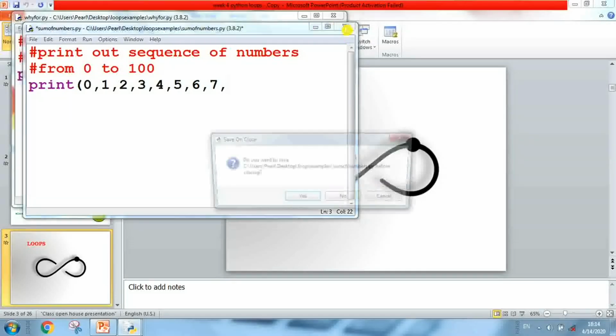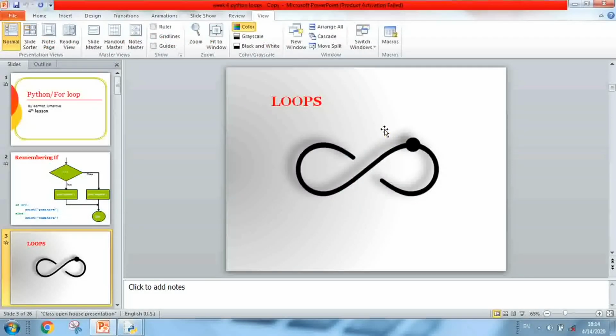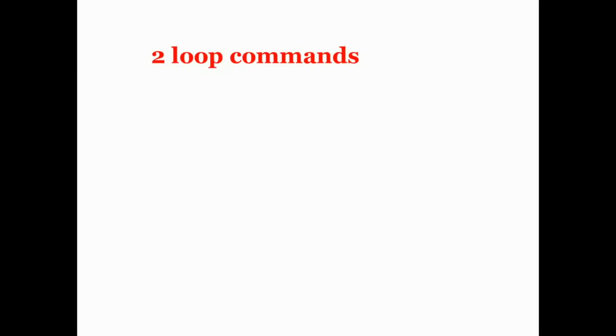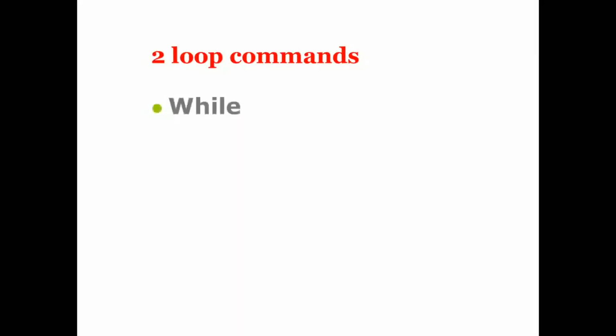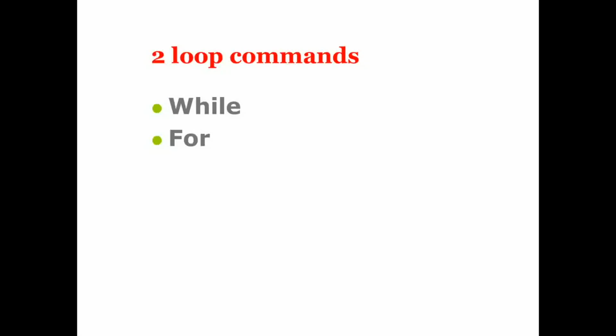Now let's go and learn the syntax of a loop. There are two loop commands. The first is while, the second one is for. Actually, they are the same, the only difference is in their syntax. The purpose of a loop is to repeat the same code over and over again a number of times. So both while and for do the same job. That's why it makes no difference which one you use.